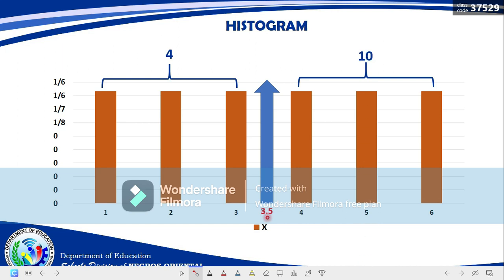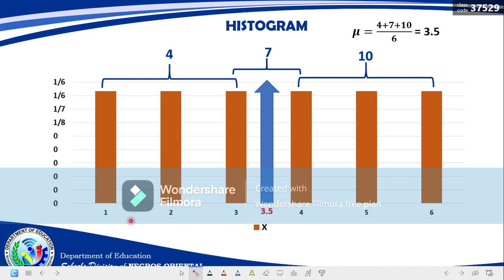Okay, we have 1 plus 3 that gives us 4, and then 4 plus 6 that gives us 10. And then we also have 3 plus 4 that gives us 7. And between 3 and 4 we have 3.5. Okay, so you have it here. That's 4 plus 7 plus 10 over 6 is equal to 3.5.